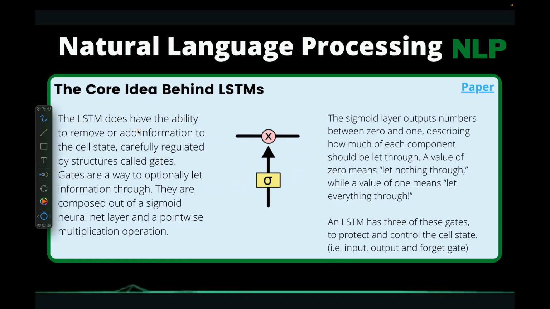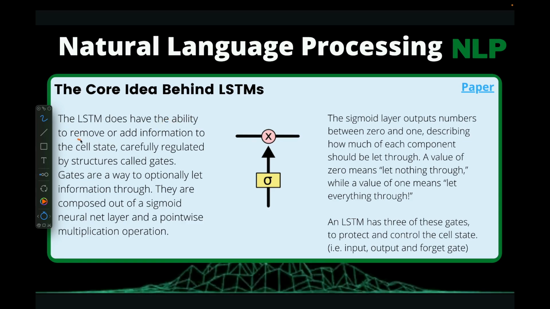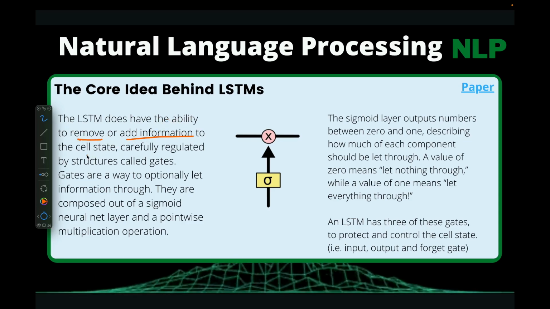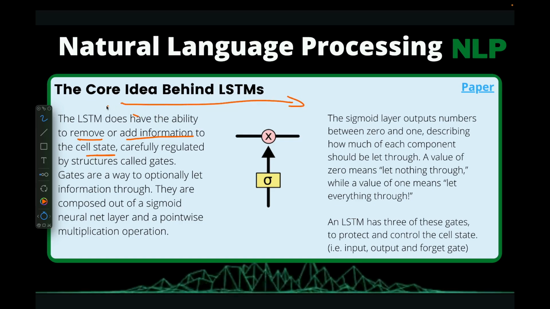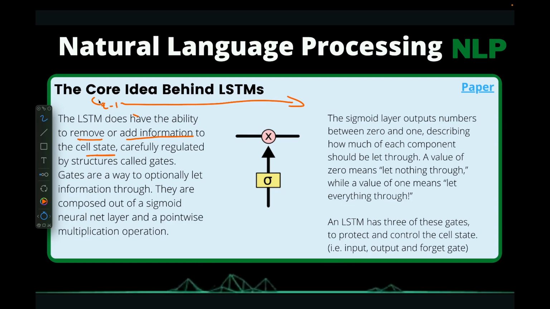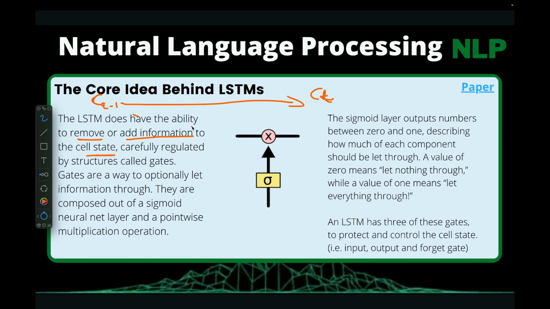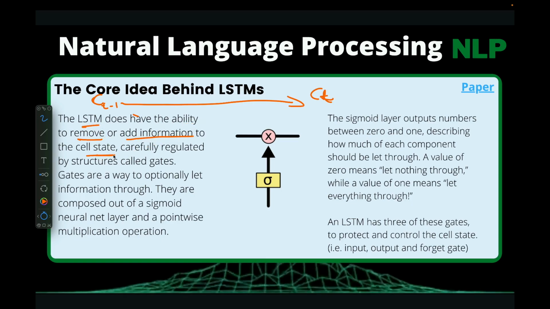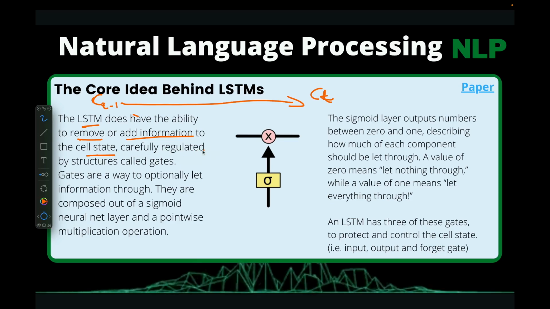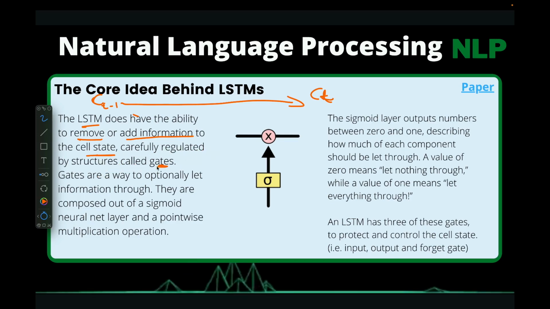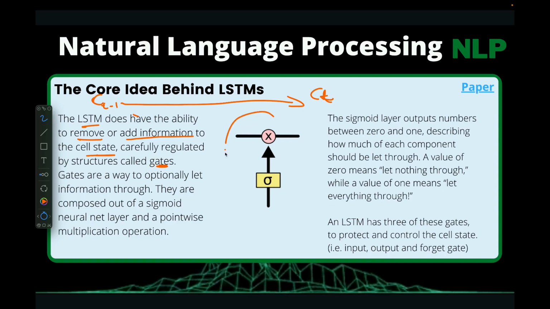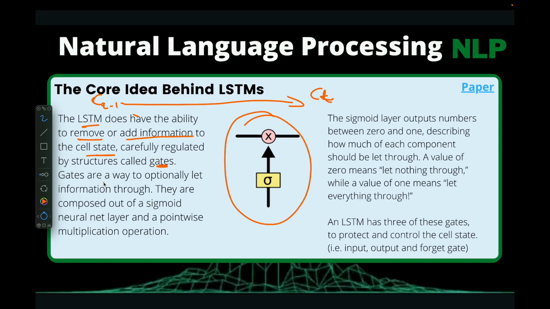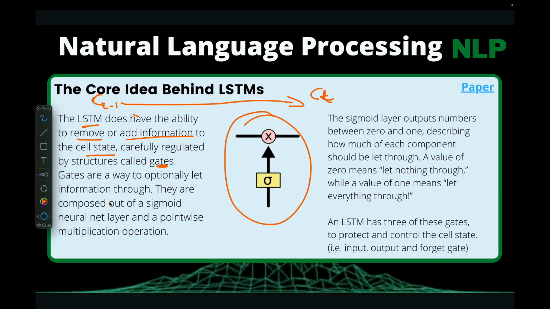Now, the LSTM does have the ability to remove or add information to the cell state. Remember, the cell state is the arrow that we saw, where we have the previous CT minus 1, which is the previous cell state, and then CT, the current cell state. The LSTM has the ability to remove or add to the cell state, carefully regulated by structures called gates. Now, gates are a way to optionally let information through.